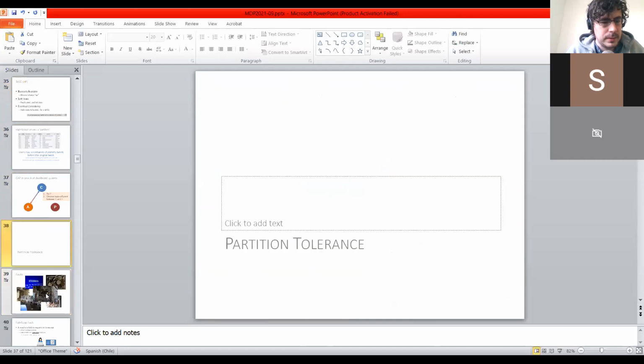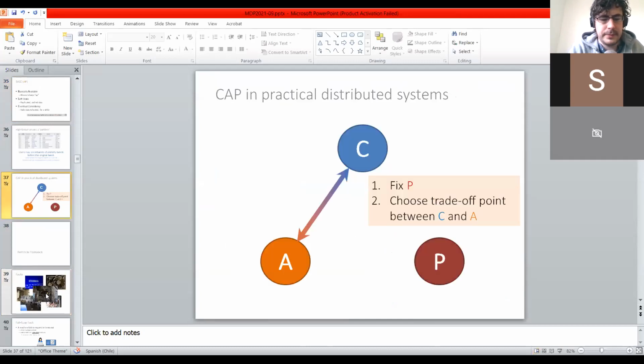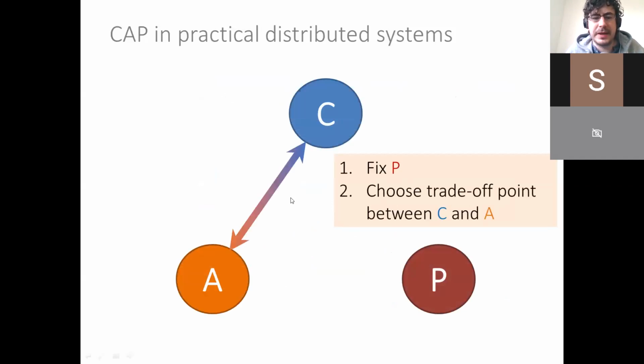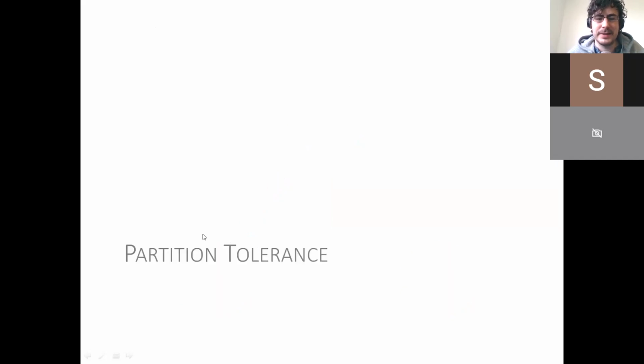Regarding CAP, the point would be not so much that we have to choose a CP system or a CA system, but typically we'll assume P happens, and then we have to choose some sort of trade-off point if we want something more consistent or something more available. So we can see that in practice later. Any questions or doubts?